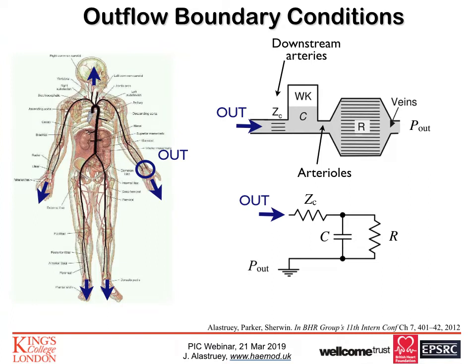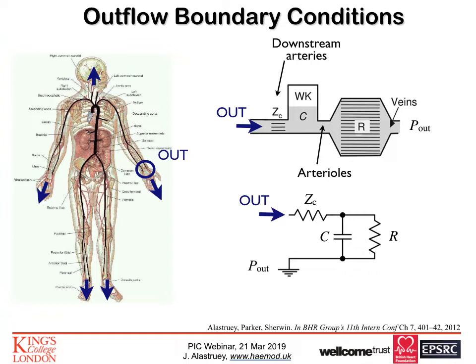What about the outflow boundary conditions? Each terminal branch is coupled to a 3-element Windkessel model which simulates the resistance to flow and flexibility of downstream vessels. The former is simulated by a resistance R and the latter by a compliance C, which is defined as the change in blood volume per change in blood pressure.